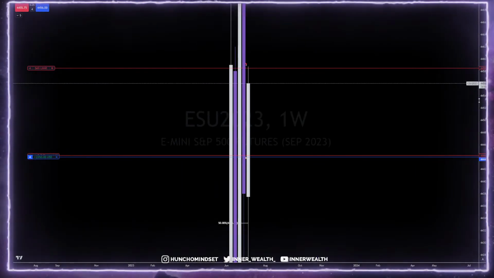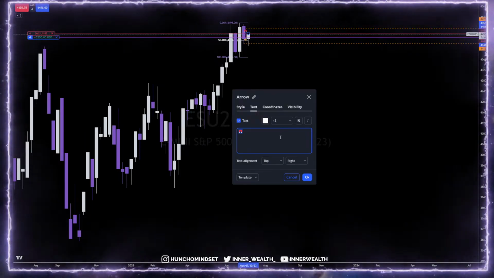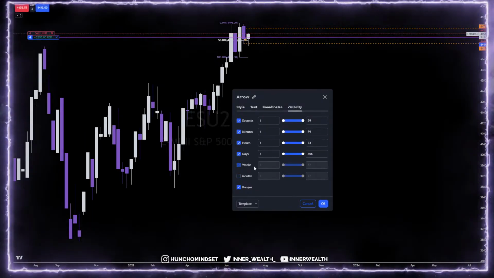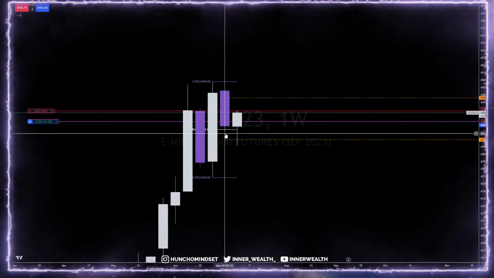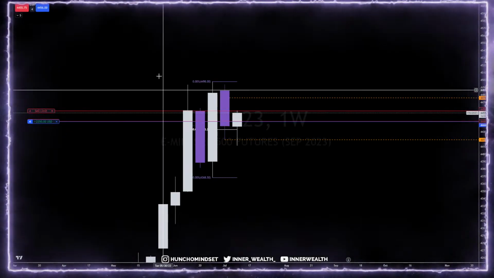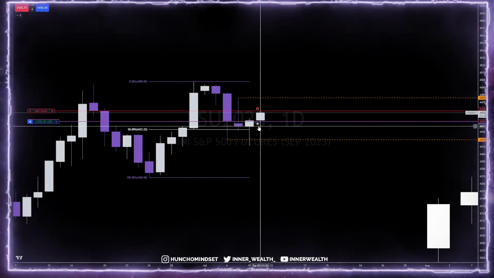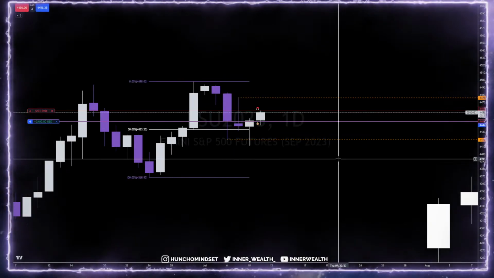So same thing, right? It looks very similar to NASDAQ. Previous weekly low as internal liquidity. Okay, give me one second. Let me turn all this stuff off.